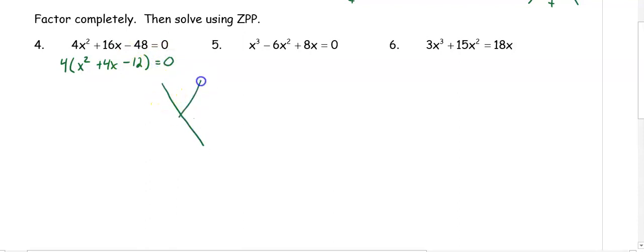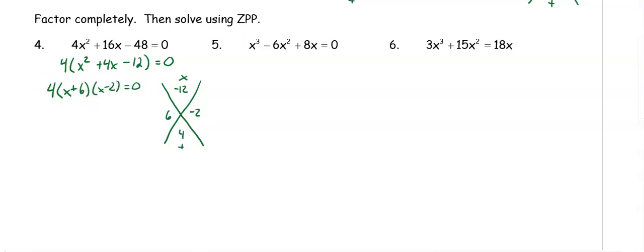So now we need to factor. What are two numbers that multiply to negative 12 and add to 4? So we need one of each sign, so that would be 6 and negative 2. So we have 4 times x plus 6 times x minus 2 equals 0.